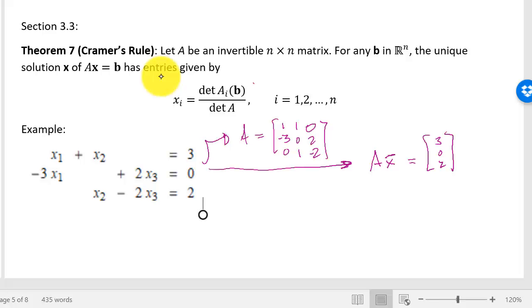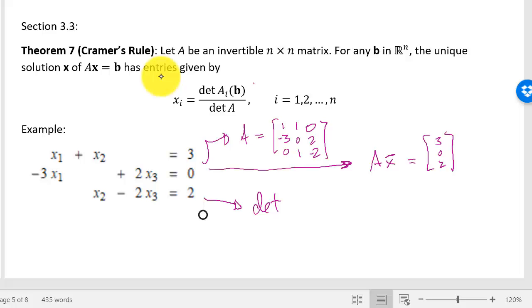Okay, so we're going to be interested in finding the determinant of A first of all. So let's find the determinant of A. Let's take advantage of some of the tools that we had about expanding over a particular set of values.